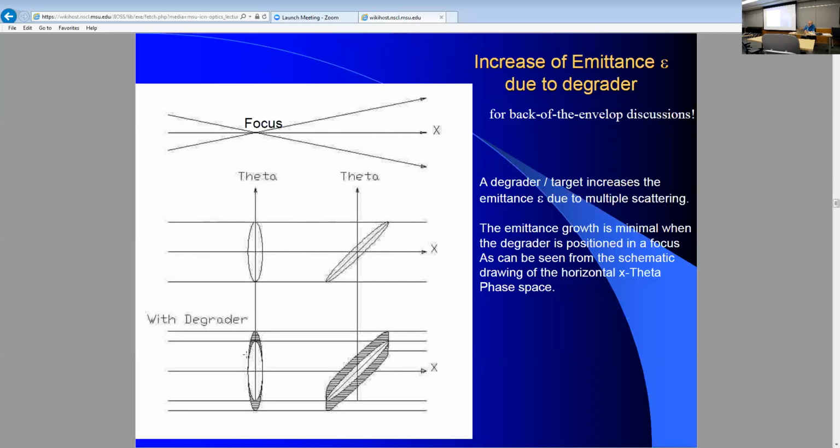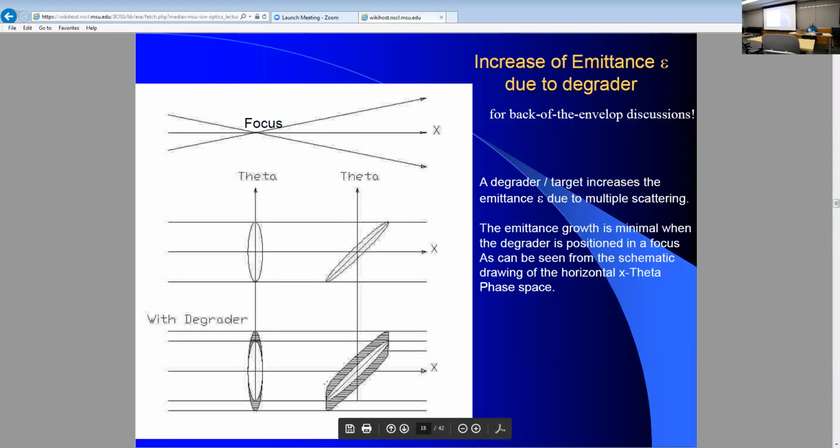Now you put in the degrader. If you put the degrader here, the degrader makes an additional theta change. It doesn't change the position, at least not unless you make a very thick degrader, but let's say a relatively thin degrader, then you will destroy your emittance. The emittance becomes larger, but only to this effect. If you would put this same degrader at a different location where you are not in focus, like this, then of course here all the angles change and you have a much larger emittance blow up.